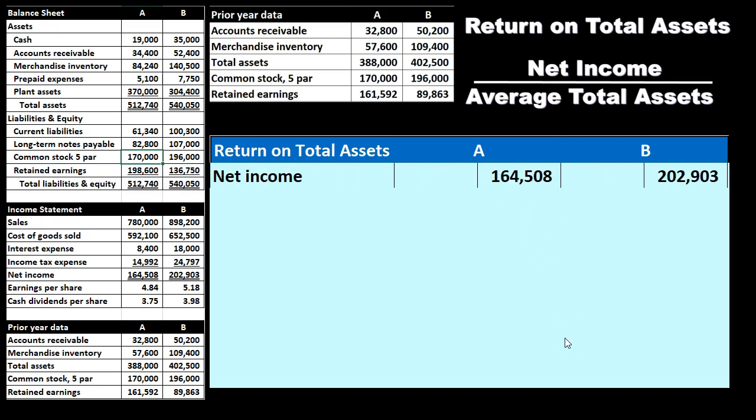You'll also learn it better as well. So we're going to start off with the net income. That's going to be the 164,508. That's going to be the income statement account, the timing account, not the top line of the income statement, not the revenue, not the sales, but net income.